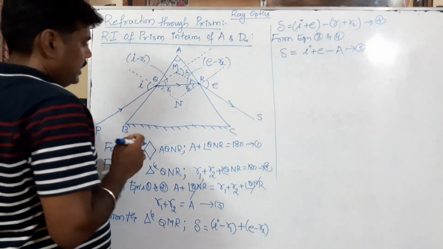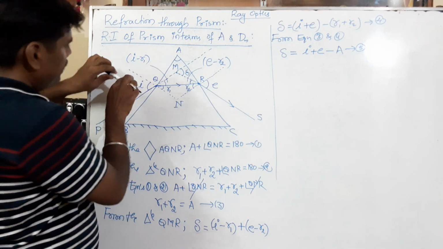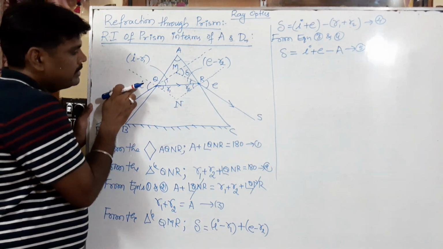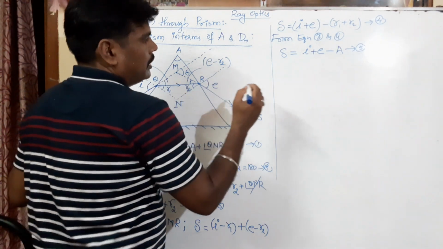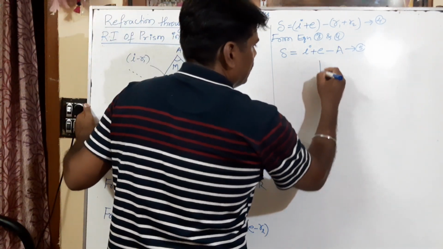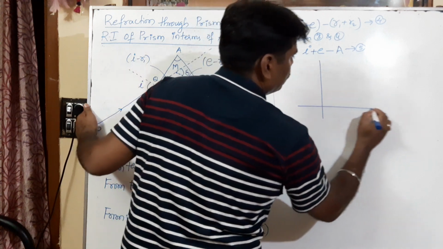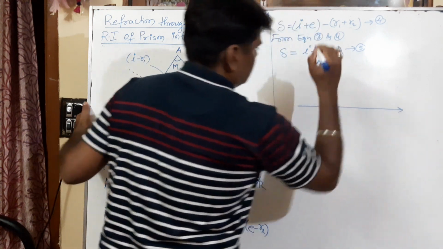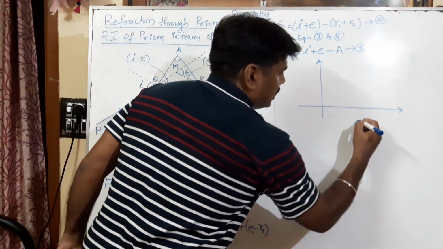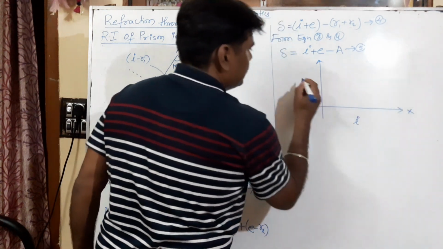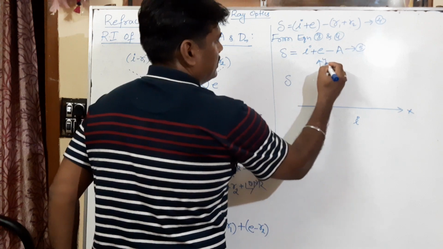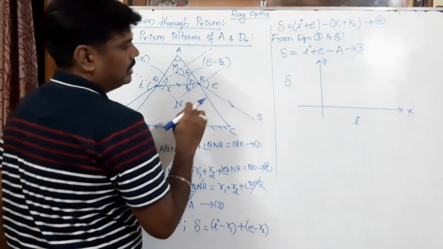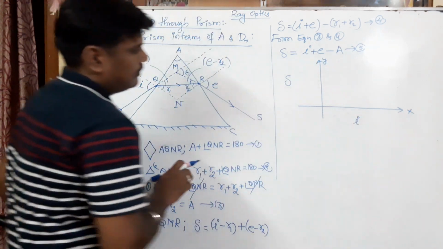Next we are going to explain how the angle of deviation varies with the angle of incidence. If we plot a graph, now I want to plot a graph here. Along the y-axis one can take the angle of deviation delta, and along the x-axis the angle of incidence.